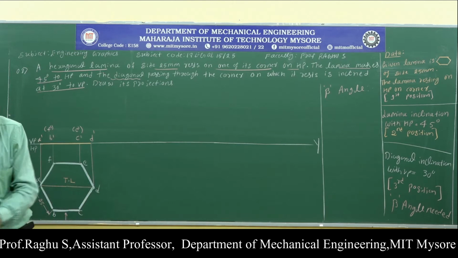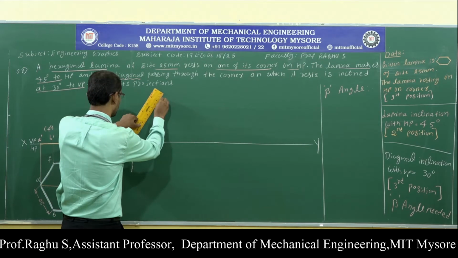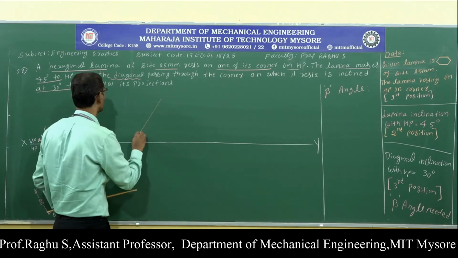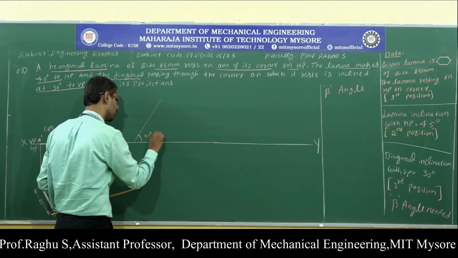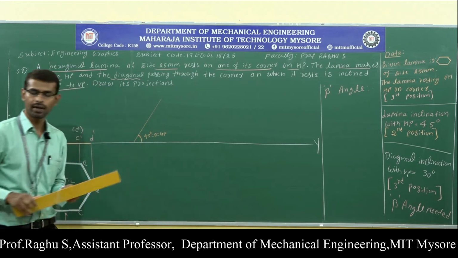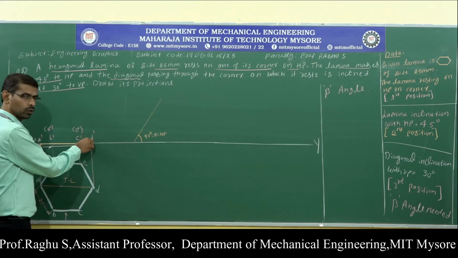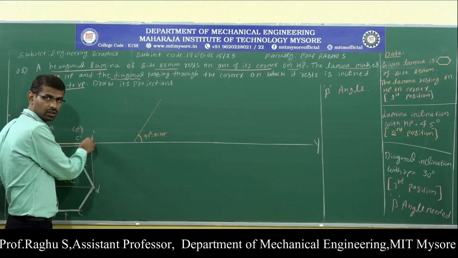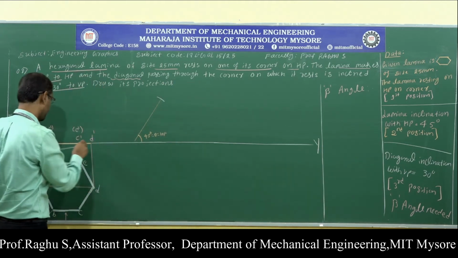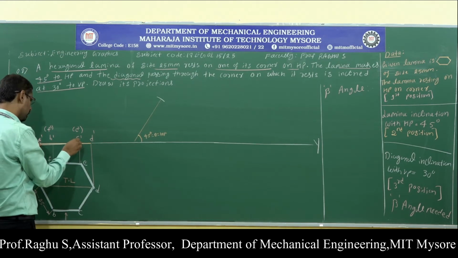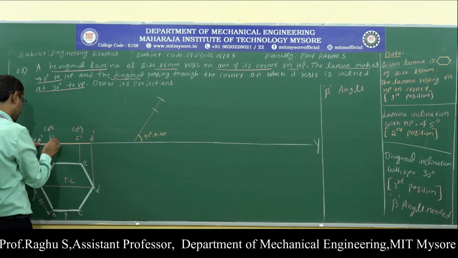Now, how to draw the second position front view? Just draw a 45 degree thin line with respect to HP. Next, redraw the first position front view, because the length will not change. Cut an arc to get point D dash. Next, measure the distance from A to C and cut an arc, then measure the distance from A to B.